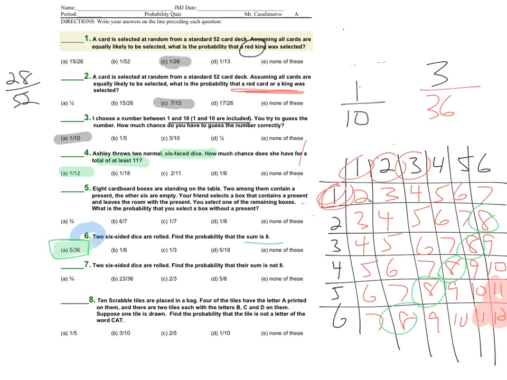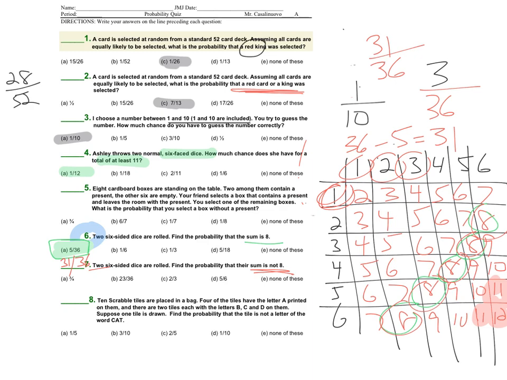Here's another 2-dice question, number 7. 2 dice are rolled. What's the probability that their sum is not an 8? Well, I know there's 36 total outcomes. There's 1, 2, 3, 4, 5 eights. But if there's 36 outcomes and 5 of them are 8, that means there's 31 of them which are not 8. So here your probability is going to be 31 out of 36. Probability is always favorable over total.